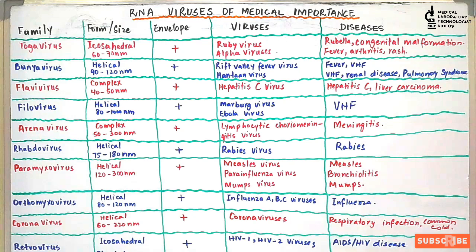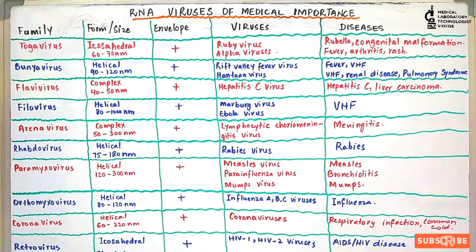First, in this lecture we will focus only on medically important viruses. So first we will start with RNA viruses. The first family of RNA viruses is Togavirus, and the shape is icosahedral and size is 60 to 70 nanometer, and they contain an envelope. Plus means envelope is present. And which viruses come in this family? Rubivirus and alphaviruses.